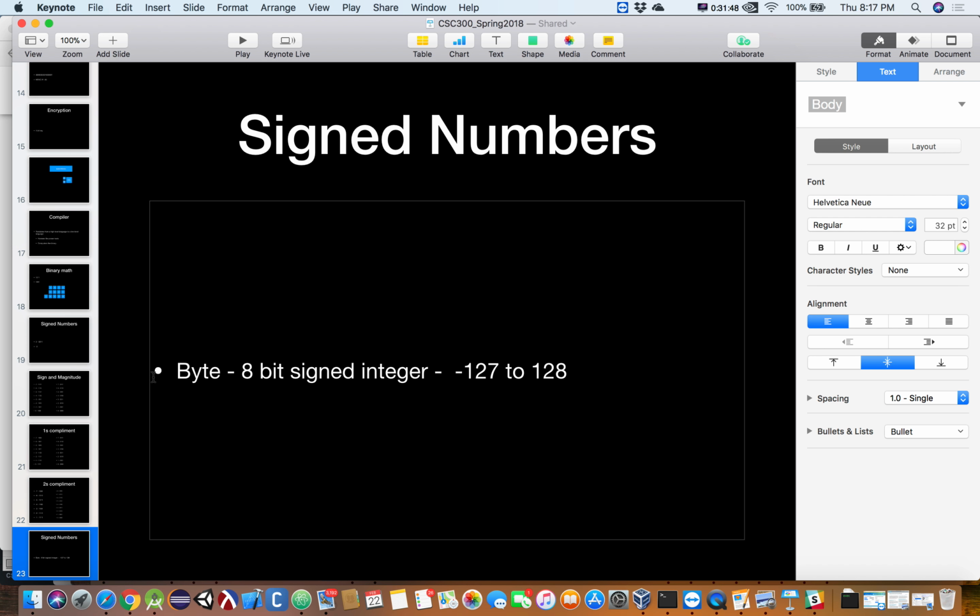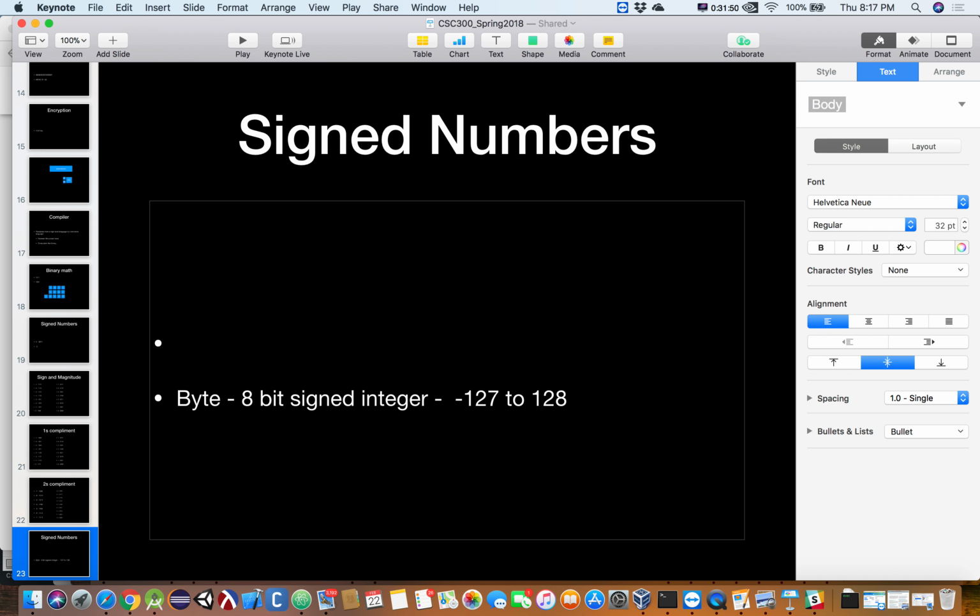So if we'll just add an extra guy in here. If we have something called a nibble, which is what we've been working with, right? That's a 4-bit signed integer. The smallest value is -7 to +8.